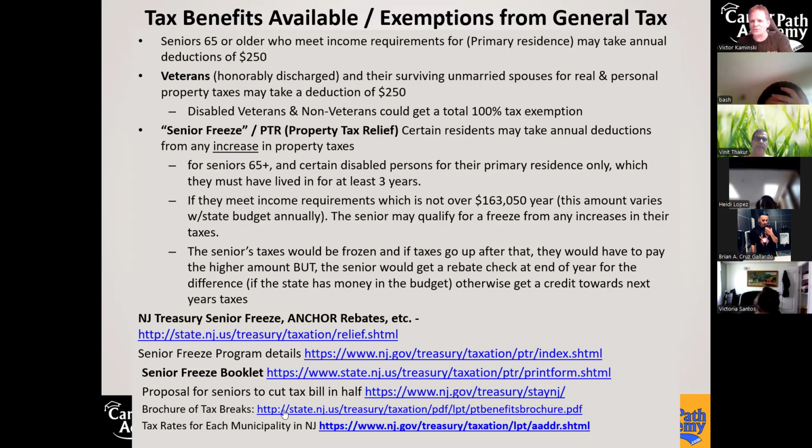Instead, now it just points to that $250 discount or rebate for seniors. This used to be a flyer, this PT benefits brochure, a flyer brochure of every tax break program that New Jersey has for property owners, whether residential or commercial, or farmland or what have you. But now they replaced it for some reason with just that $250 senior one.